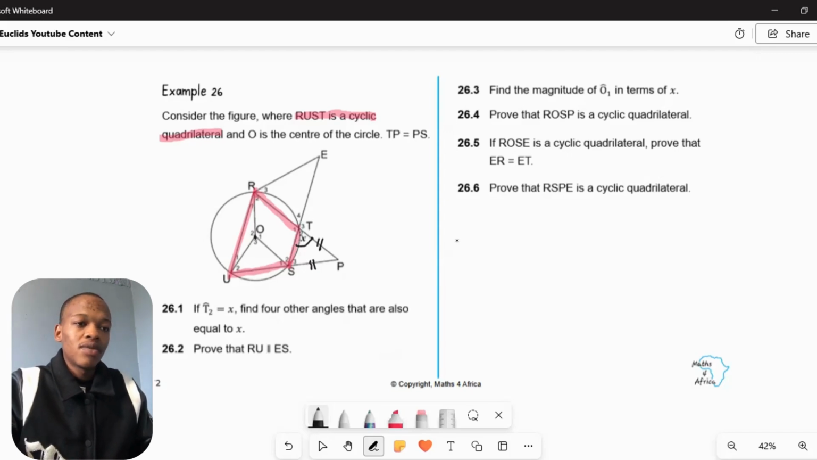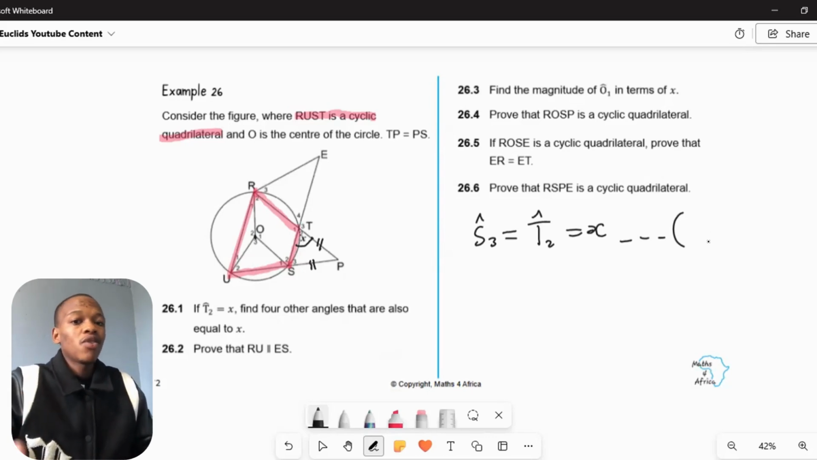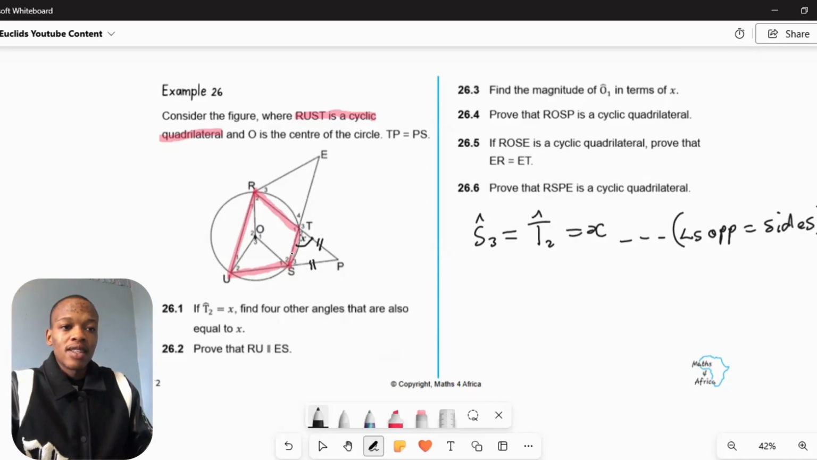Quickly. First, S3. S3 is equal to angle T2 and they are equal to X. How come? Angles opposite equal sides. Which are those equal sides? TP and SP. You need to have that because of the information. So it's angles opposite equal sides. So this is X now. This is X.